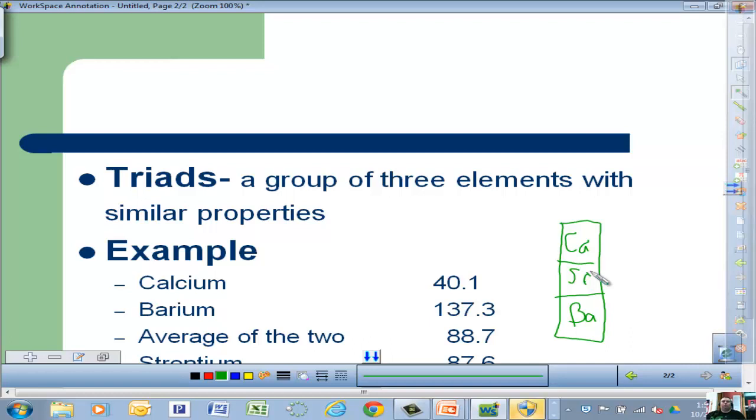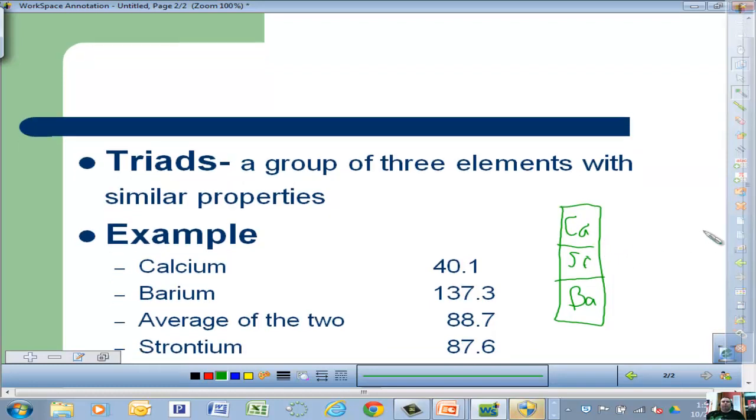But again, this was one of the earliest classifications for the periodic table, or classifying the elements of the current periodic table. In order for something to be a triad, I say that it has to be within 2 units of that average. So where this one was 88.7, I would have gone all the way down to 86.7 and all the way up to 90.7. So within 2 units of it in order for it to be classified as a triad.